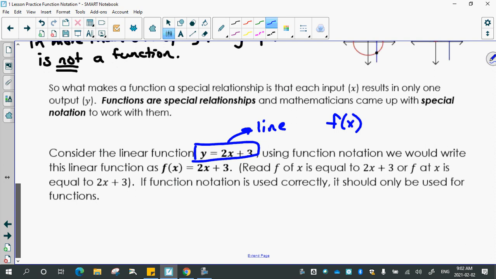And what does it stand for? f is a function of x. It doesn't mean f times x. Those brackets do not mean multiply. It's just notation. And it means f is a function of x. Just like here, if I wanted to, I could say y is a function of x. So f at x and y mean the same thing. They're just written differently.